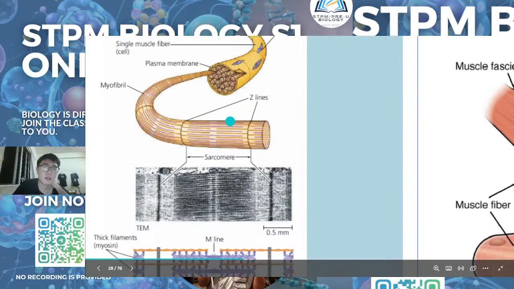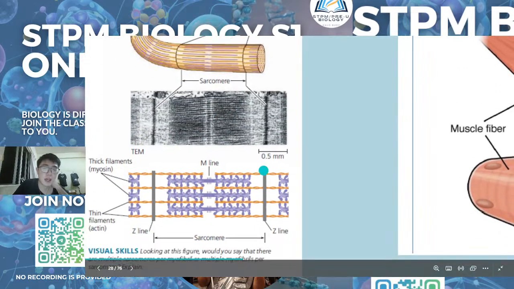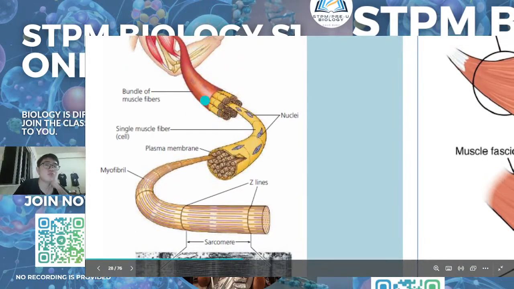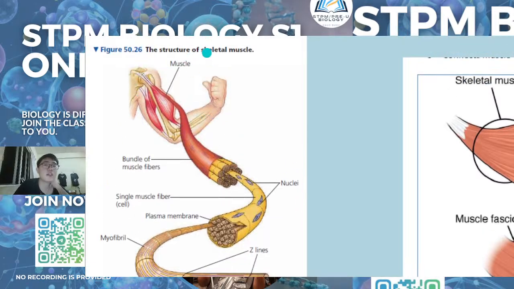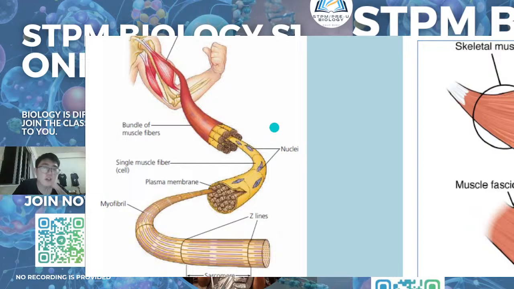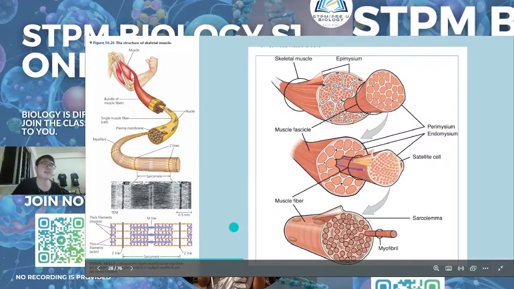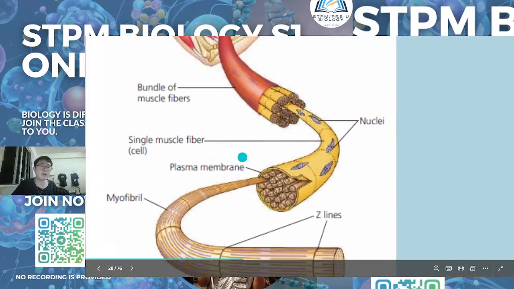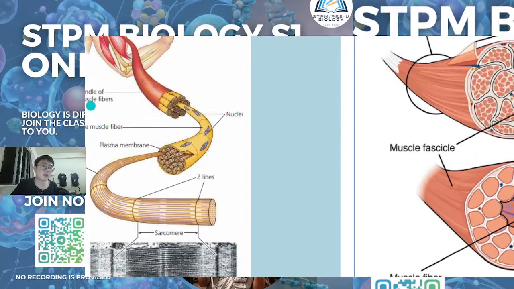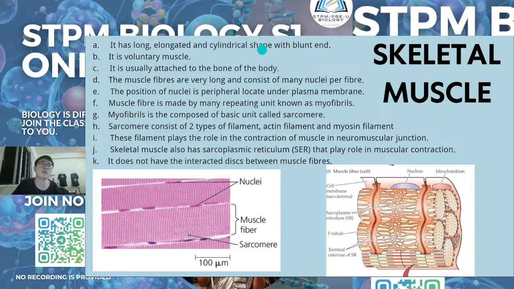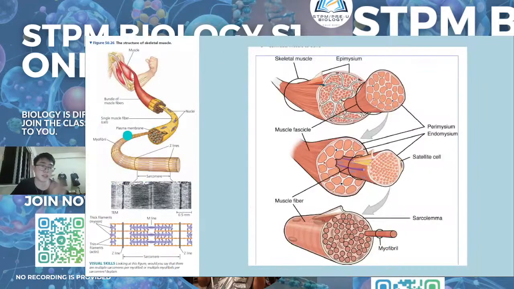So this structure, the sarcomere, you will learn in semester 2. This one I just want to show you the basic structure of the skeletal muscle. So in an examination, if you want to explain the structure of skeletal muscle, please explain all of these. You should explain all of these to get full marks. If you do not explain this, and you just say, oh, it is a cylinder, that is only one mark. If it comes out as a 6-mark essay and you just say, oh, it is long, elongated, cylindrical shape with blunt end, it is voluntary muscle, that is only one mark. Too simple. Kindergarten level. You are not in kindergarten, you are a doctor.